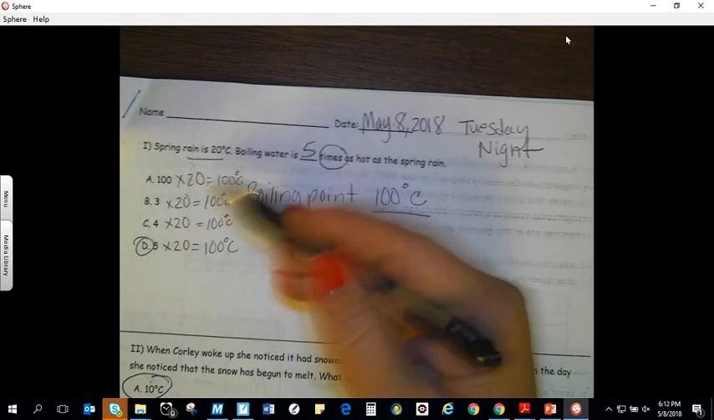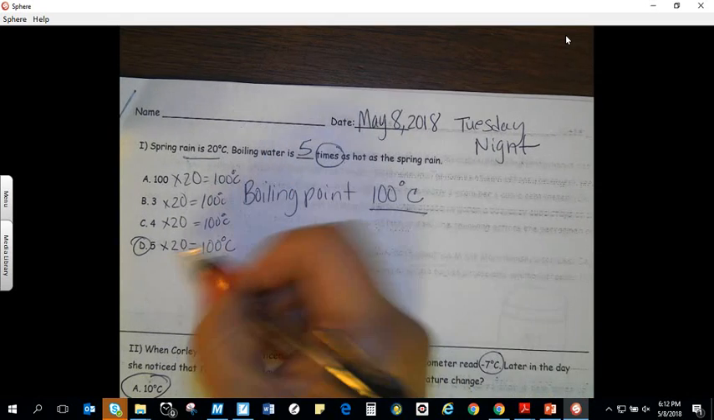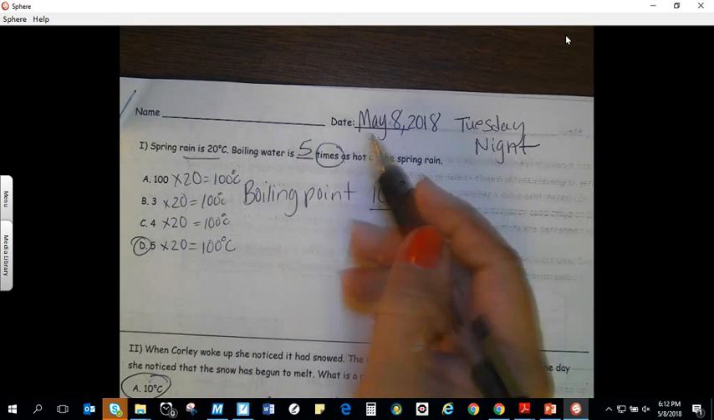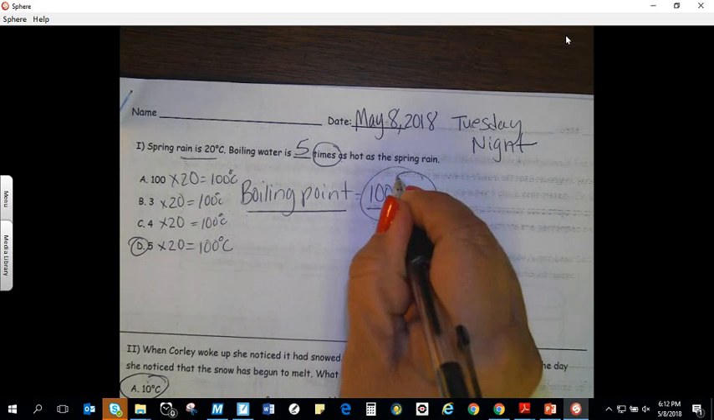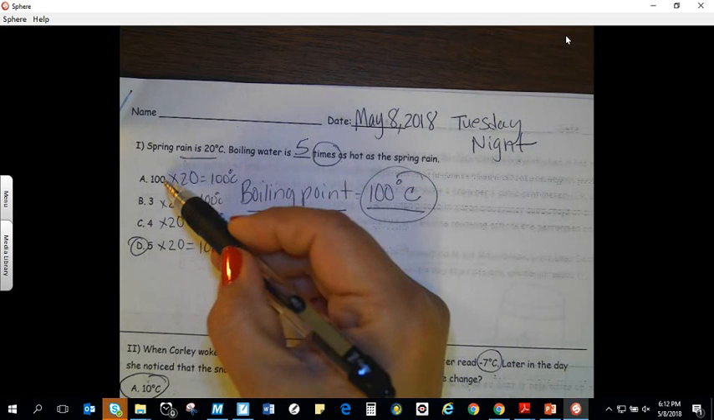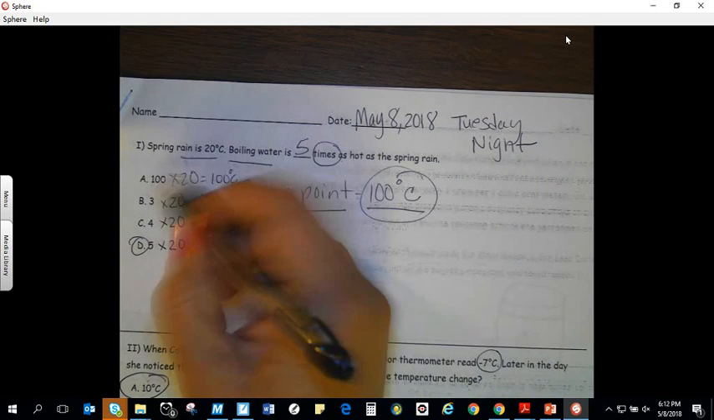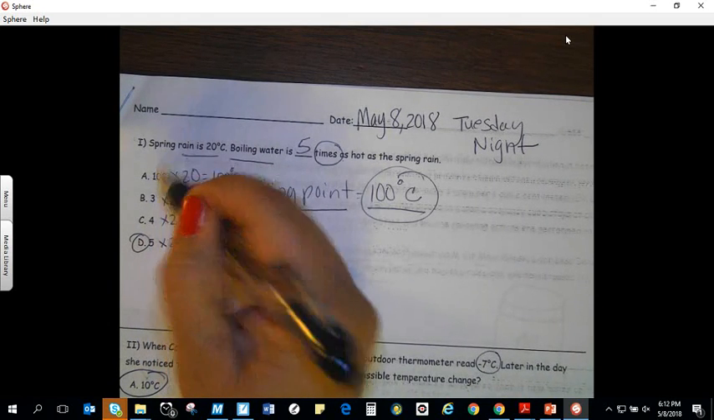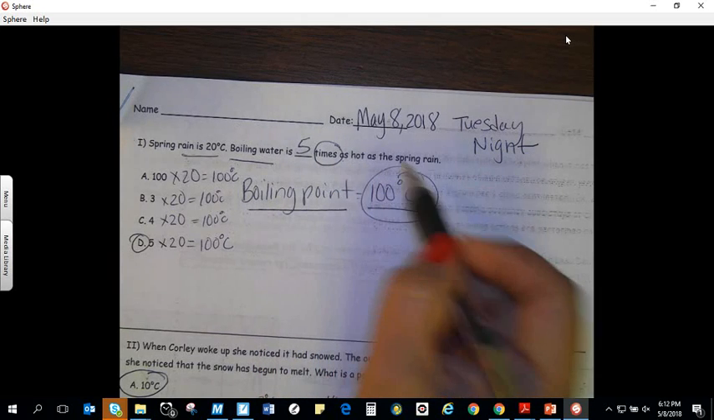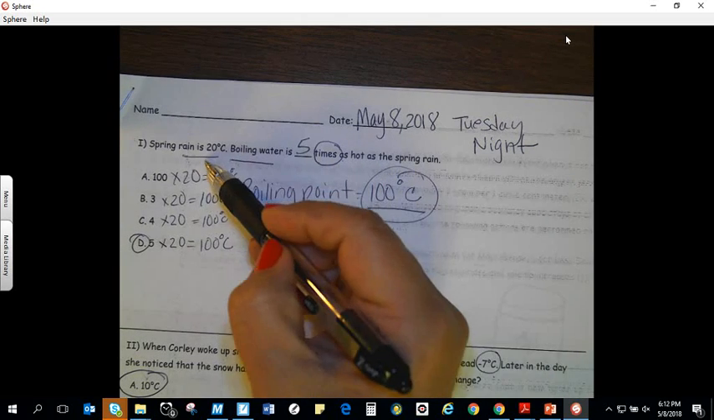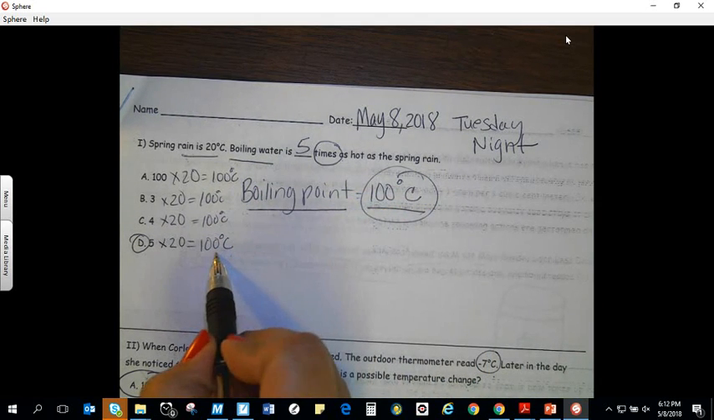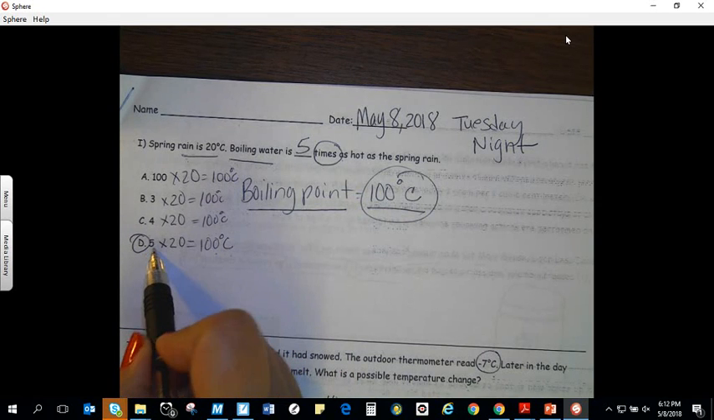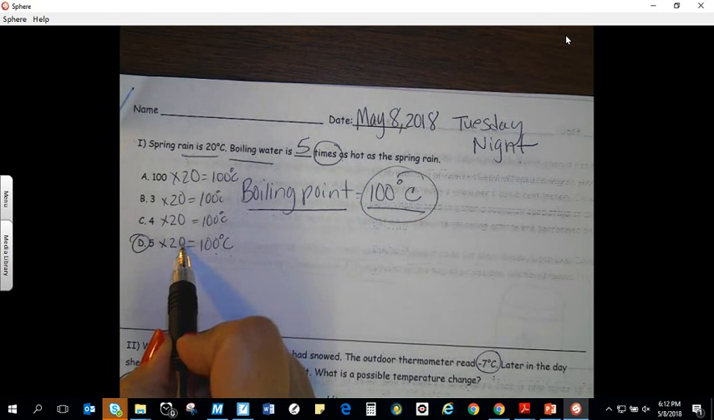So now what I did was I had to do mathematics, and I did 5 times 20 equals 100. Well, I also wrote out boiling point. Boiling point, I know, is at 100 degrees Celsius. Some of you would probably have already moved over to this one because you're like, oh, wait, boiling point, and you would see boiling point is 100 degrees, immediately circle it. But that's not what it's asking you. It's saying how many times is it as hot as the spring rain? And so we had to see which one is equal to 100 degrees. So the answer is D because it's 5 times as much as the spring rain, which was 20.